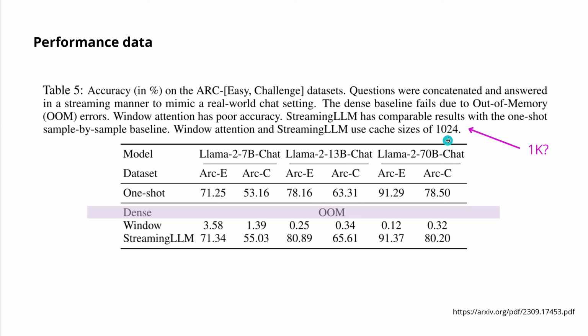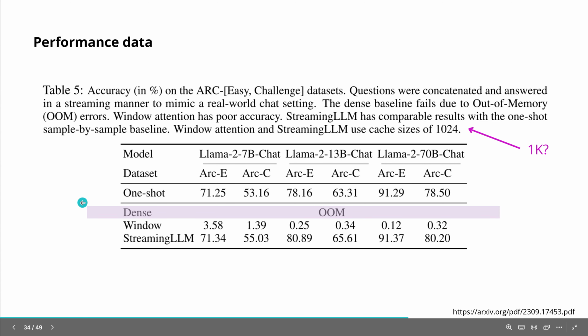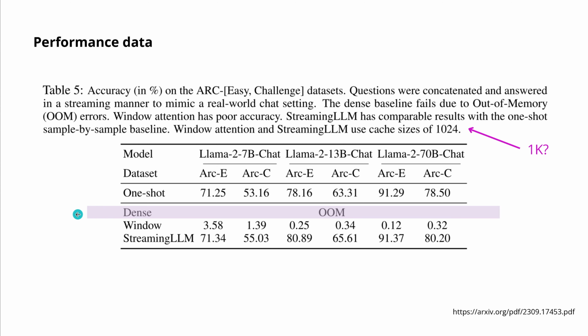So let's follow the official Table 5 of this research paper. Here you have the models: the Llama 2 7B, the Llama 2 13B, and the Llama 2 70B. As you can see, with a simple one-shot, you have these performance measures. Great. And now comes the surprise. As I showed you, with the dense, the complete attention mechanism, with 1K cache size, you run out of memory.